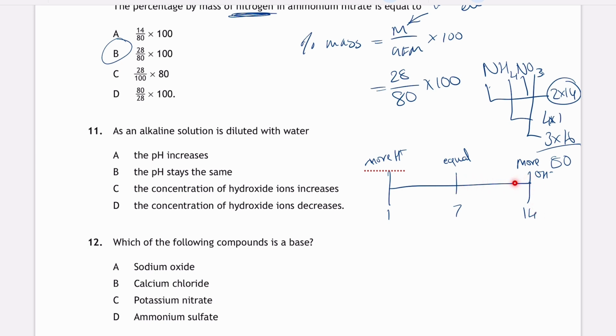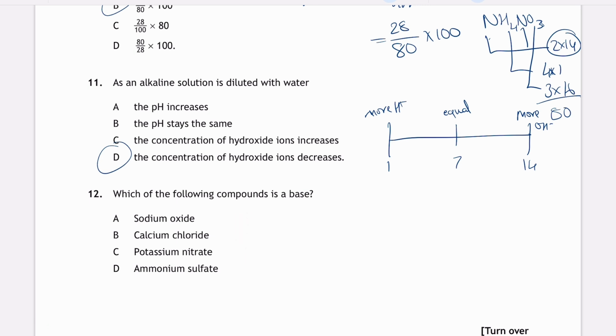So the pH is obviously not going to stay the same because we're diluting it. The concentration of hydroxide ions is not going to increase because we're moving away from where there's more hydroxide ions. So then, in fact, the answer is D, where the hydroxide ion concentration will be decreasing as we move to them being more equal.